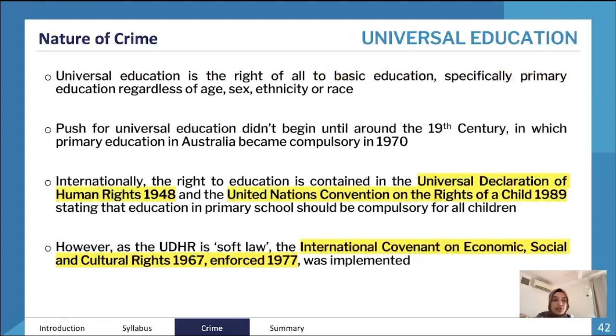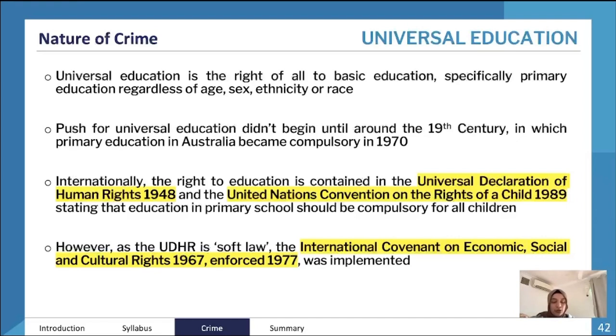Next up, universal education. Universal education is the right to basic education, specifically primary education, so from kindy to year 6, regardless of who you are. The push for universal education didn't really begin until the 19th century, in which primary education in Australia became compulsory in 1970. Internationally, the right to education is contained, again, under the UDHR, which is a soft law, and also in the UN Convention on the Rights of the Child, normally referred to as CROC, of 1989, stating that education in primary schools should be compulsory for all children.